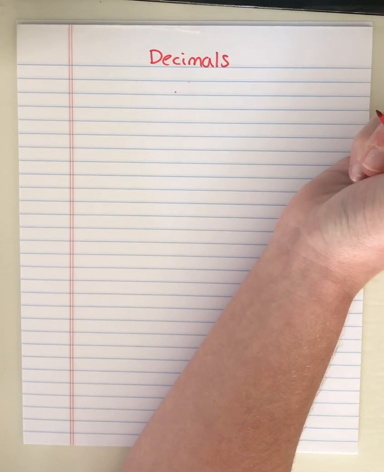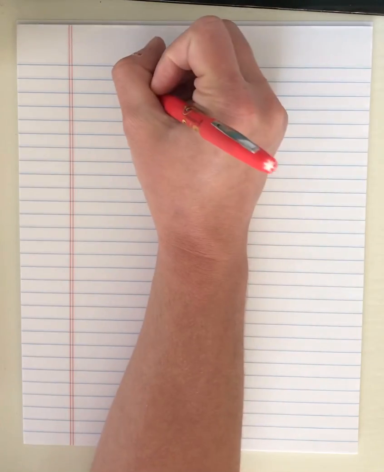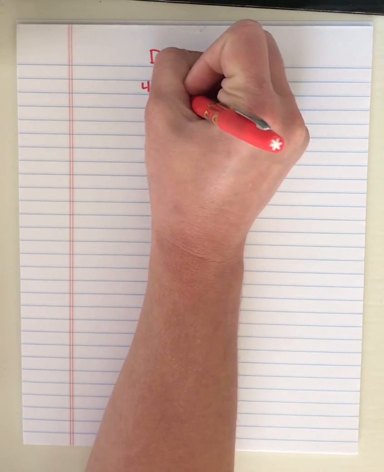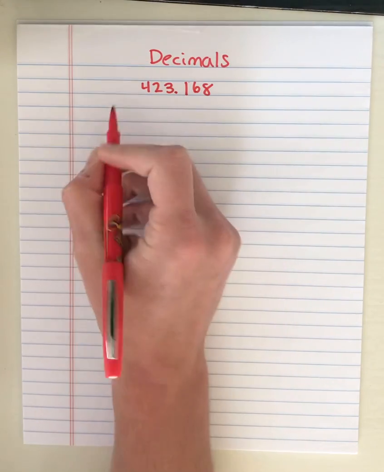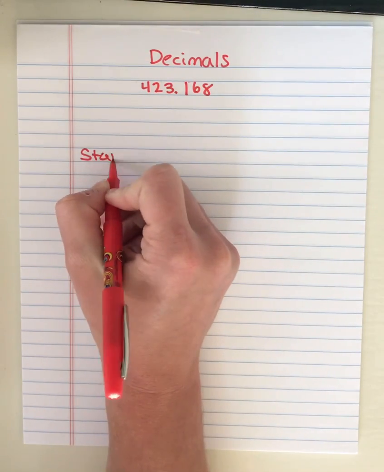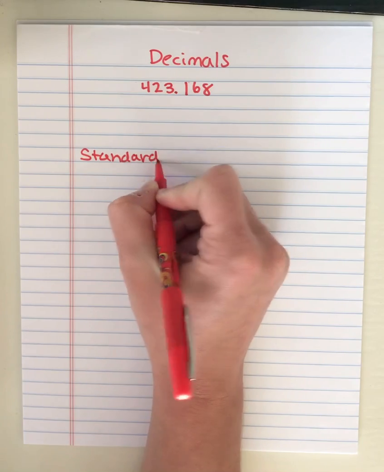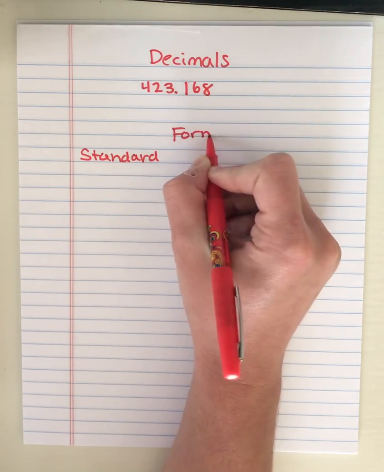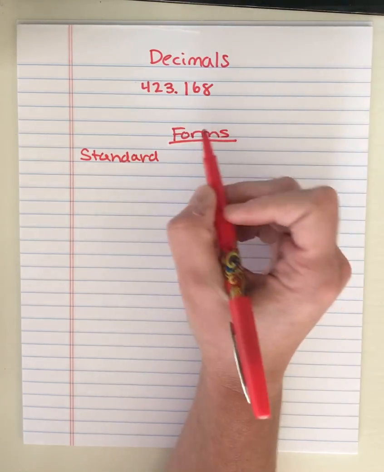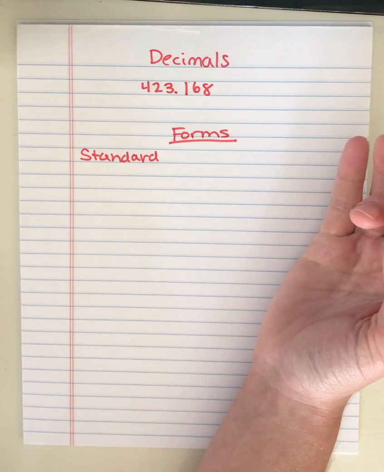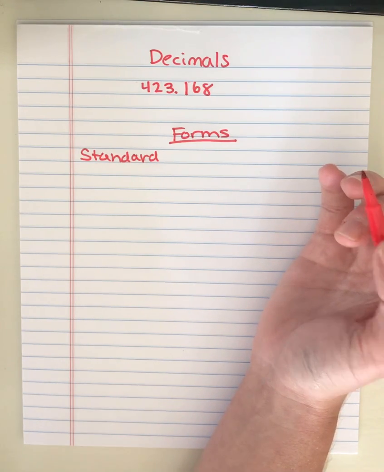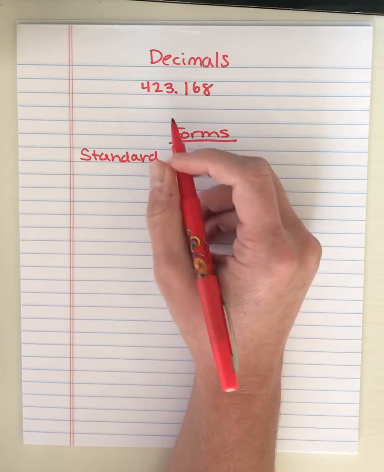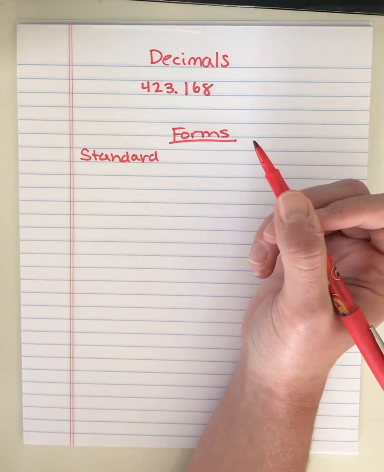So when we write a decimal using numbers like 423 and 168 thousandths, we call that standard form. Standard form is where we see most decimals in the real world. All of our price tags and menu prices are all written in standard form. That's just using our numbers and our decimal point.